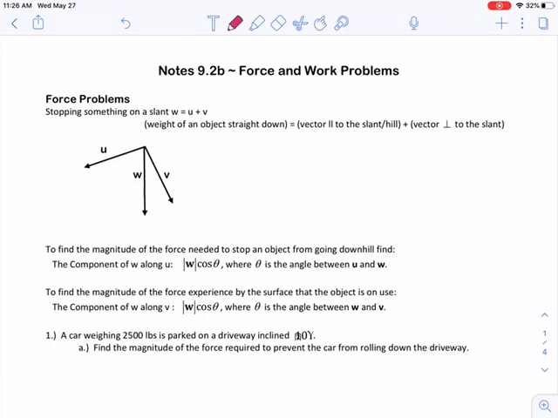So if we want to stop something on a slant, we want to take a look at our vector W, going straight down. That is the weight of the object. So we've got our vector W, which is the weight of our object. That's made up of two vectors. Our vector U is parallel to our slant or our hill. So I've got my vector U here.